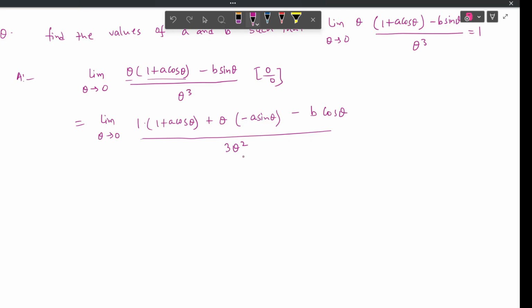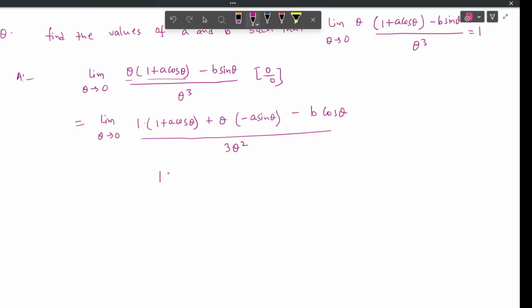Now see, here the denominator is 0, right? If theta is 0, the denominator is 0. Now, if this limit has to be a finite value, then the numerator should be 0 for theta equals to 0, right? Only then we can apply L'Hospital rule. So we can say if theta is 0, the numerator should be 0.